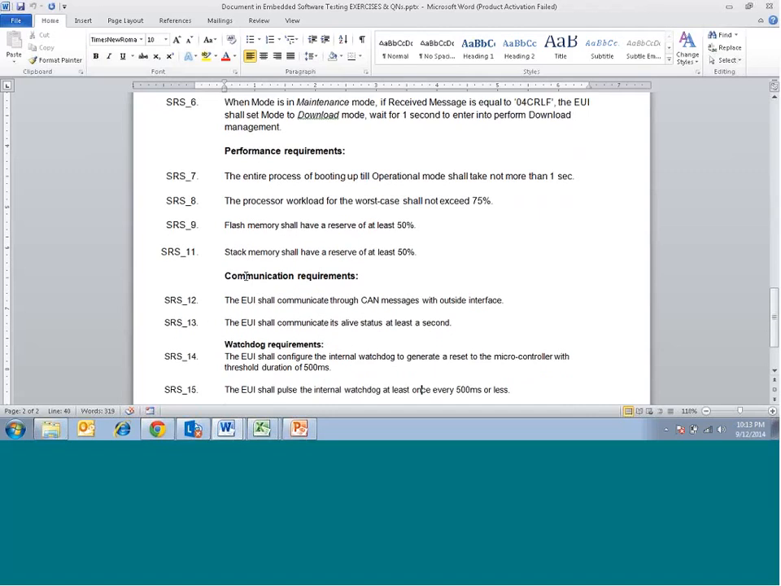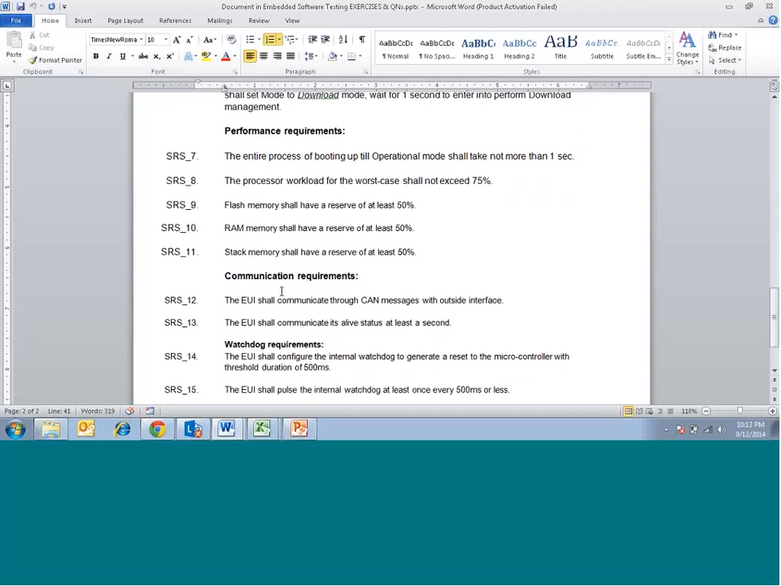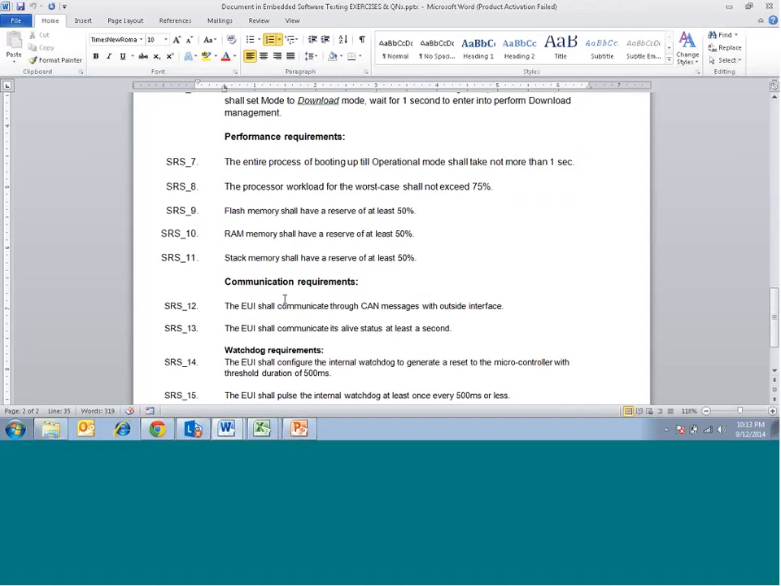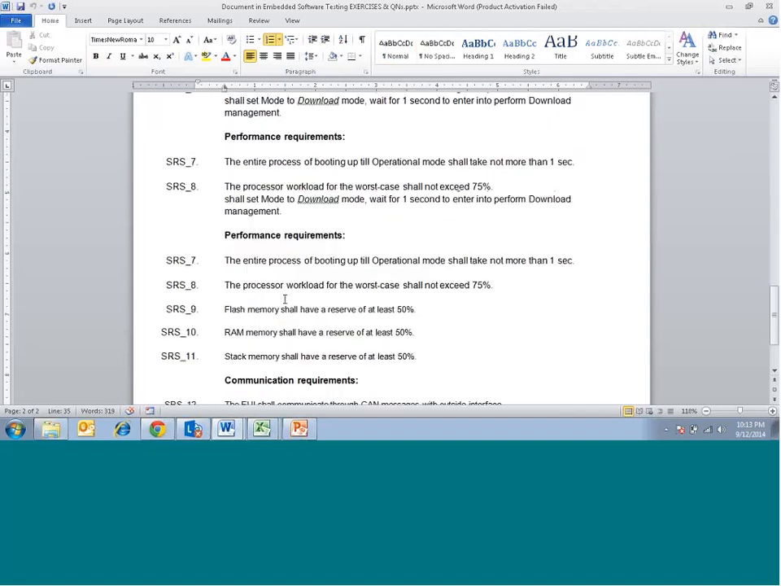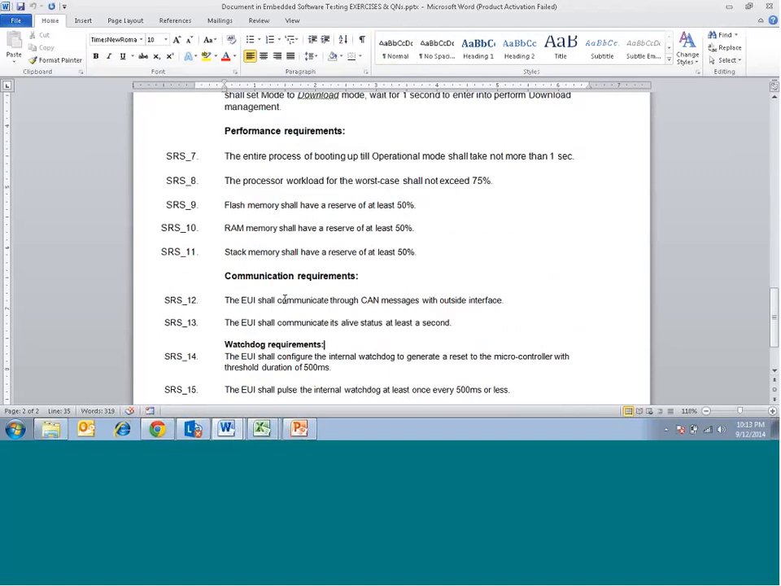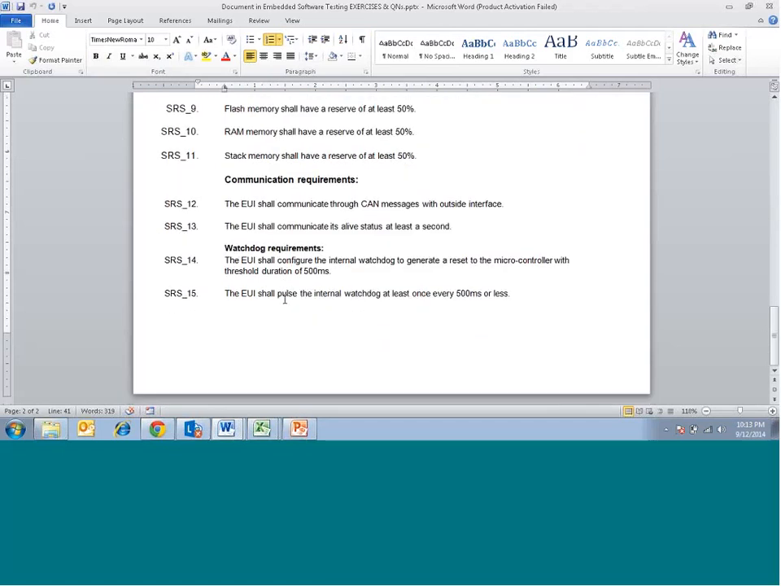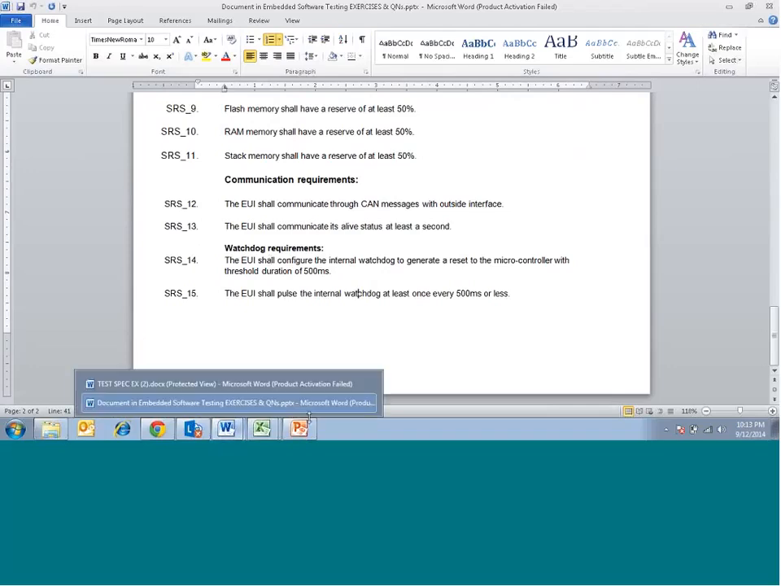Similarly, we have communication requirements in terms of how the instrument unit can communicate with the external world. It is through CAN messages. The first requirement talks about the different messages it is receiving, and based on different messages it goes to different modes of operation. Then there are watchdog requirements. The watchdog should be pulsed less than 500 milliseconds. If it doesn't pulse, it is going to reset. These are some of the requirements for which test cases have been developed. So let's try to understand the test cases.